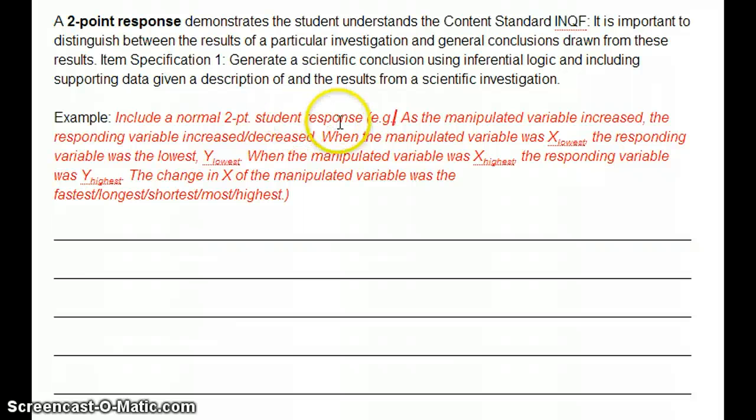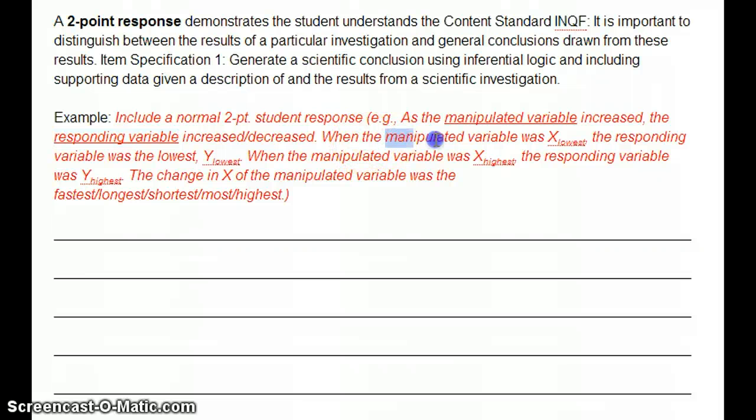So here's a 2-point regular student response. And I'd like you to underline the items that I am underlining right now as we're going through this. So, as the, put in your manipulated variable. As it increases, your responding variable is going to do one of two things. It's going to increase or it's going to decrease. You aren't going to say it changed, because that's obvious. You did a lab on it. You want to be as specific as possible. And voila, you get 1 point for that.